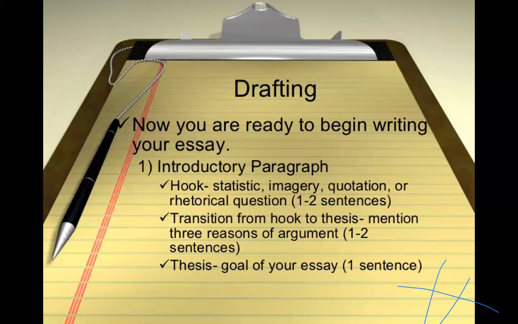Now we start with your drafting. What is the rule for drafting? Introductory paragraph, hook, that is the statistic, imaginary quotation, rhetorical questions. So you can ask a question to the readers. It should be one or two sentences. Transition from hook to thesis. Mention three reasons of your argument. So how will you change from the hook or the thesis to your reasons. Okay, so all this should be in your introductory paragraph.